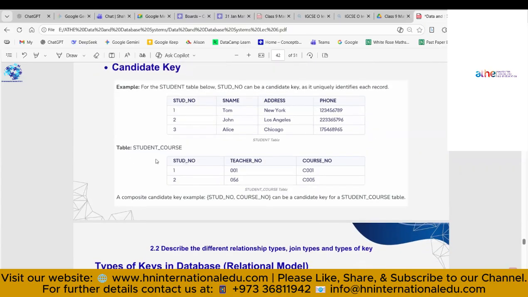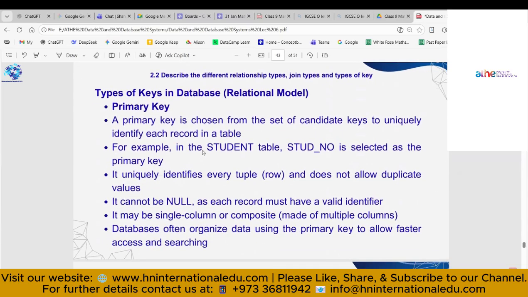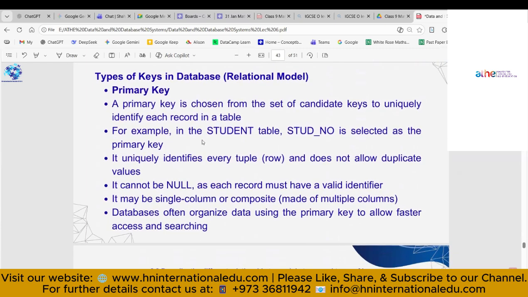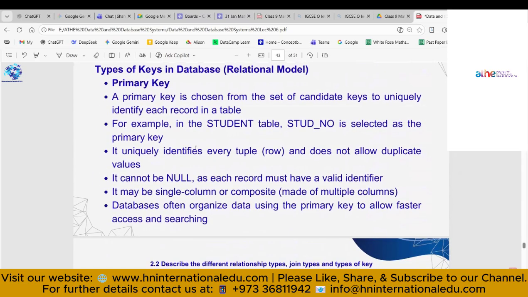And then as for this student course table, you can have the course number and teacher number column, and you can have the student number column as well to uniquely identify the records. They will be your candidate key example. Then primary key is the unique value, the unique ID basically, which is chosen from the set of candidate keys, okay, to uniquely identify each record in a table. For example, student number, okay, in this case, and in the case of teacher table, teacher number, teacher ID, for example. So it uniquely identifies every tuple, every row, and does not allow duplicate values.